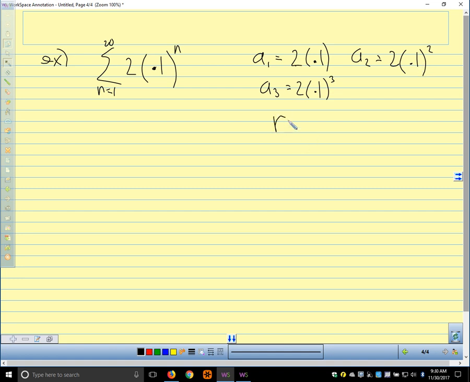So r equals 0.1. A sub 1 we decided is, I'll write it this way, 0.2 if we multiply that out. And we're adding 20 terms. So S sub 20, the sum of 20 terms, this 20th partial sum, is going to be 0.2 times 1 minus 0.1 to the 20th power, we're adding 20 terms, over 1 minus 0.1.